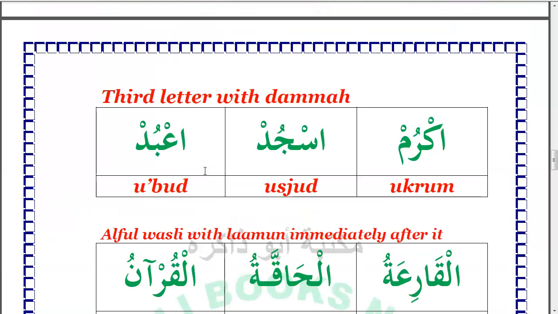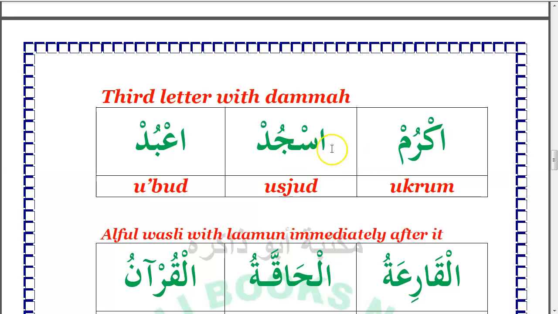So now the third one is where the third letter is carrying dhamma, which we said that if the third letter is carrying dhamma, we give alif al-wasli dhamma. Now let's count our letters: 1, 2, 3. The third is carrying dhamma. We give this alif dhamma. We say ok, okrom. U, not a, not I. Okrom.